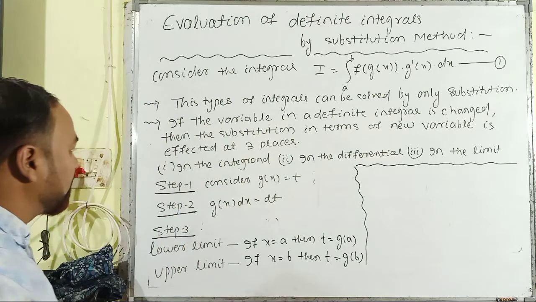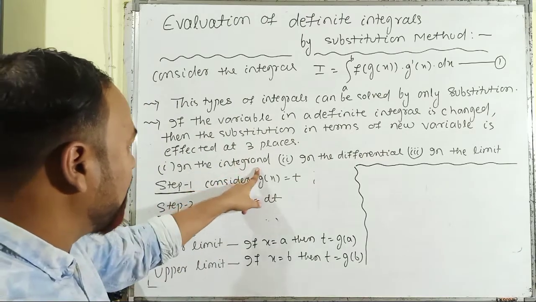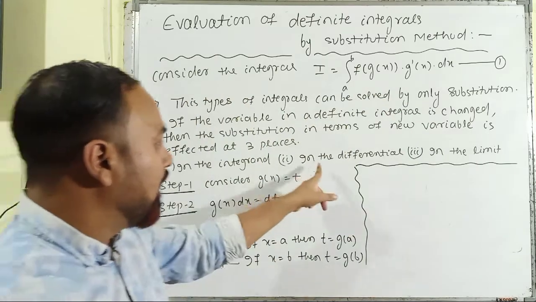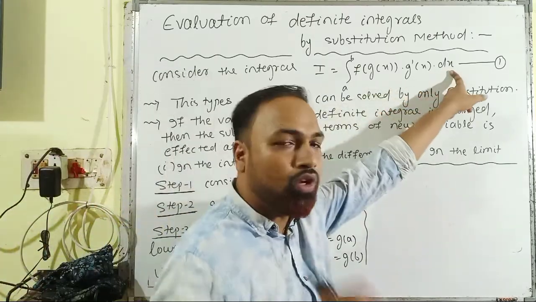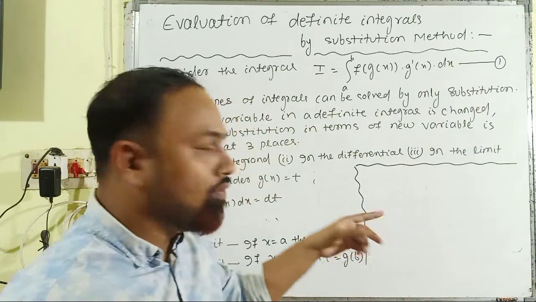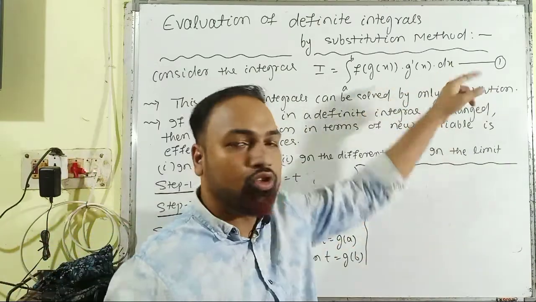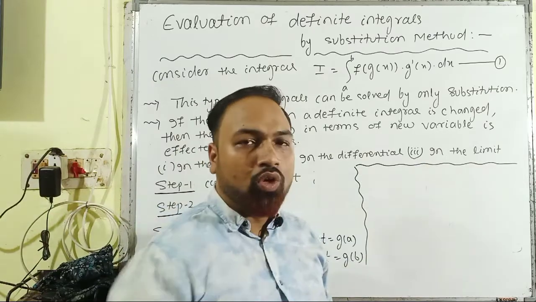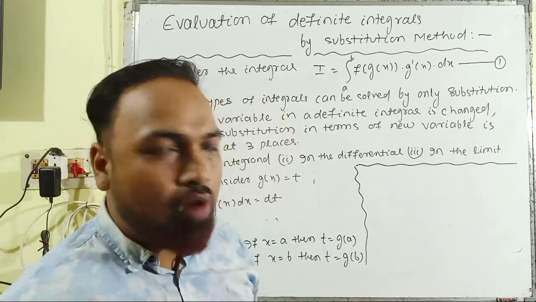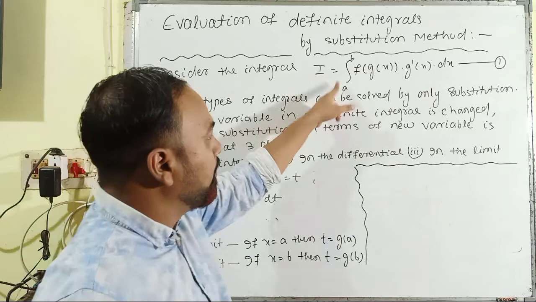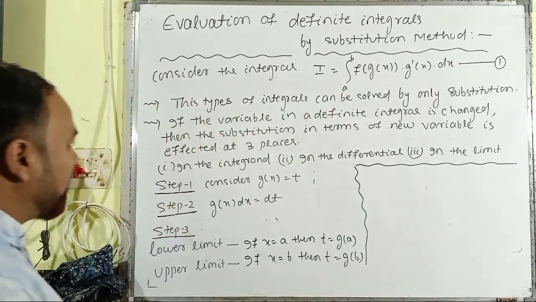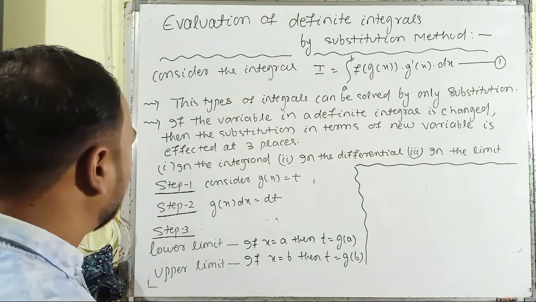And what are the effects? One is in the integrand, that means the whole integrand will be changed to the new variable. Then in the differential, that means dx will be changed to the new variable. Suppose I have taken it as t, then it will be converted into dt. Then in the limits, that means there exist two limits, the lower limit and the upper limit. The lower limit will be changed and the upper limit will be changed. So let us discuss them. What are the new changes in the three cases?